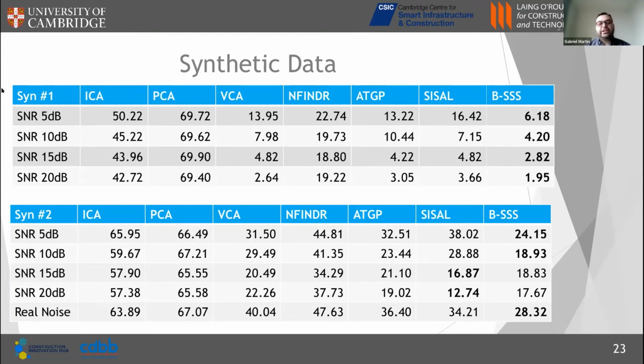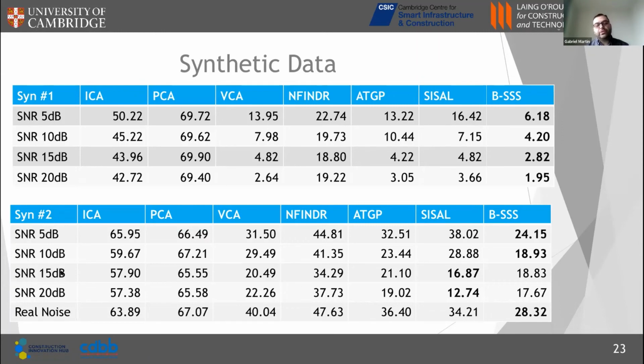And we can observe that in the case of the synthetic 1 dataset, this is for different levels of noise. So for different levels of noise in the synthetic 1 case, our algorithm provides the best result in all cases. In the case of the synthetic 2 dataset, our algorithm provides the best result in the case of heavy noise, of 5 dBs and 10 dBs of signal to noise ratio, and also in the case of real noise.